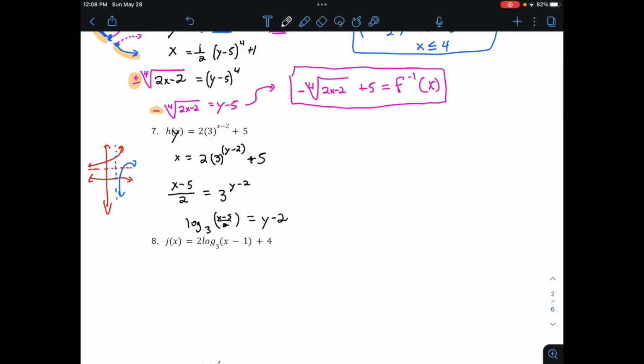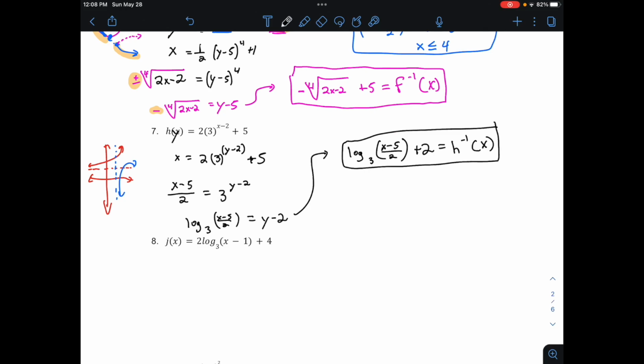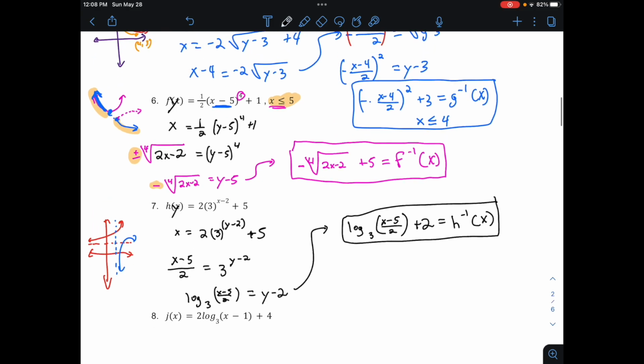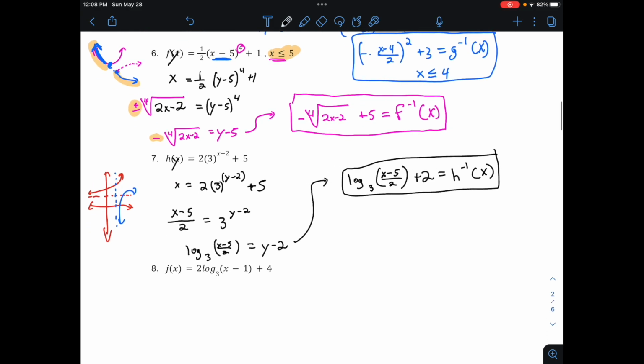Okay, using our conversion between exponential and logarithmic form, or you could say we are taking log base 3 of both sides, however you like to think about it. Coming over here, we get log base 3 of (x minus 5) over 2 plus 2 equals y, or at this point, I'm going to put back in h inverse of x for proper notation. And for exponents and logs, all the domain and range is already taken care of implicitly, and we're good.